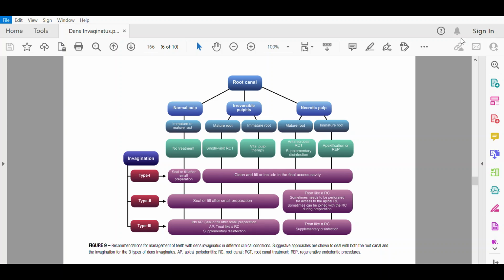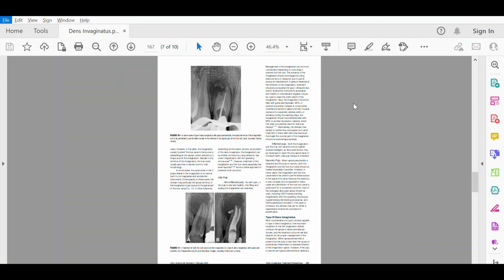and sometimes it has perforation to the apical root canal, and sometimes it joins the root canal during preparation. In type 3 with a normal pulp and irreversible pulpitis, if there is no apical periodontitis, you only need to seal or fill after small preparation, and if you have apical periodontitis, treat it like a root canal, then supplement with disinfection, which means intracanal medicament. And if you have a necrotic pulp, treat it as a root canal with supplementary disinfection, which means intracanal medicament.